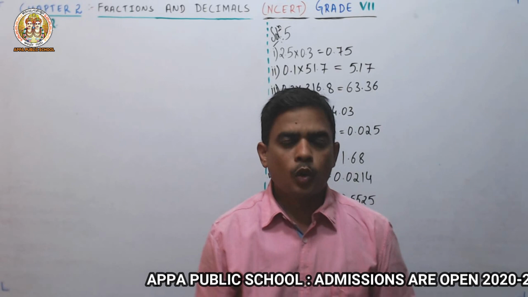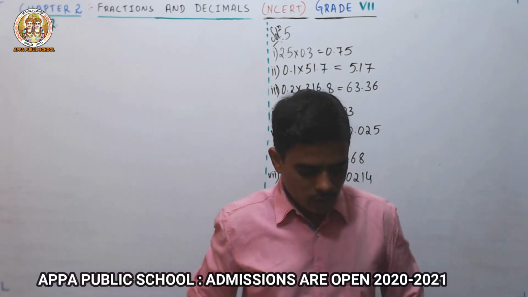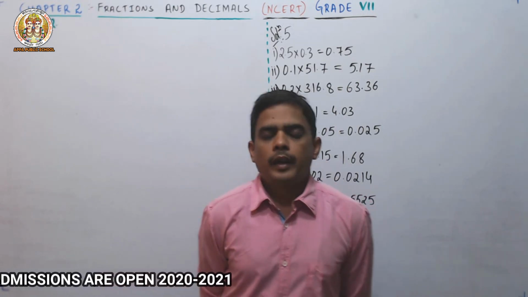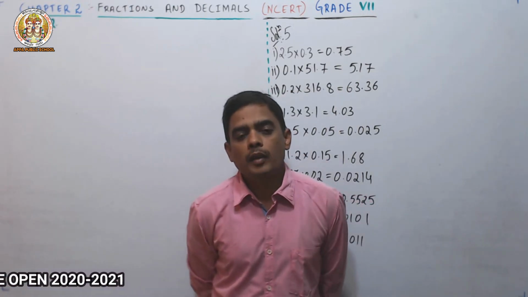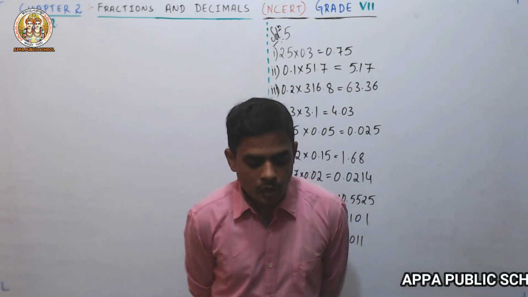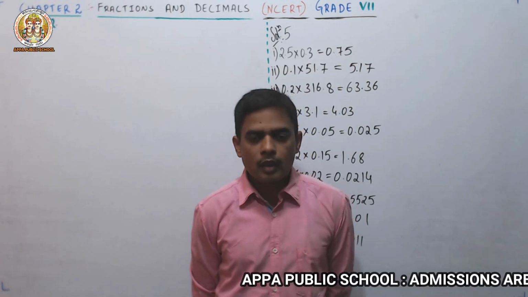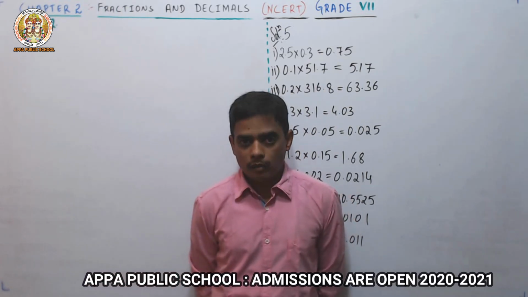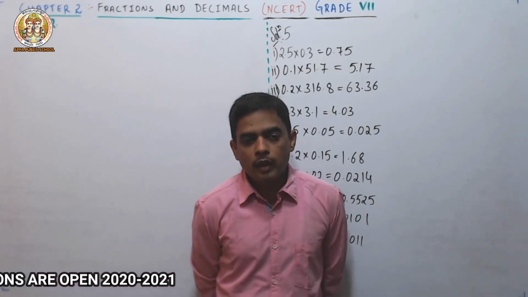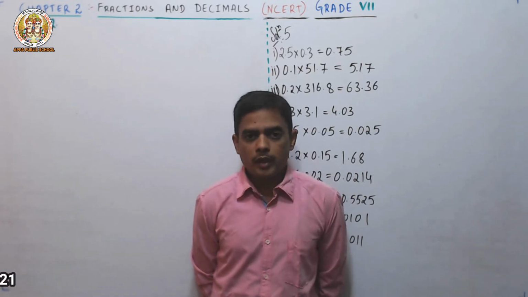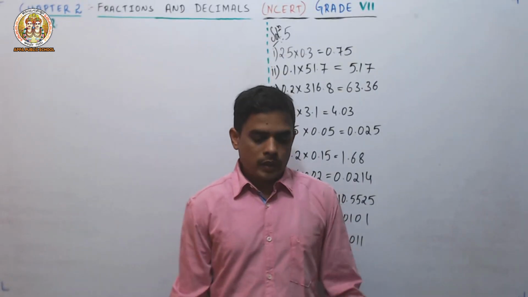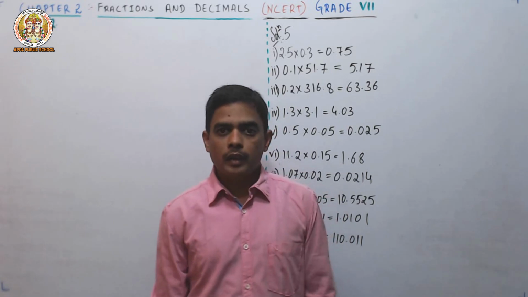So exercise 2.7 is there, in which we have to divide. In exercise 2.6 we have multiplied a decimal number with a whole number and a decimal number with another decimal number, and word problems also we have discussed. So in the next class, that is exercise 2.7, we are going to divide decimal numbers. First, a decimal number with a whole number, then a decimal number with a decimal number, and we have 1 or 2 word problems. So exercise 2.7 will continue in the next session. Thank you.